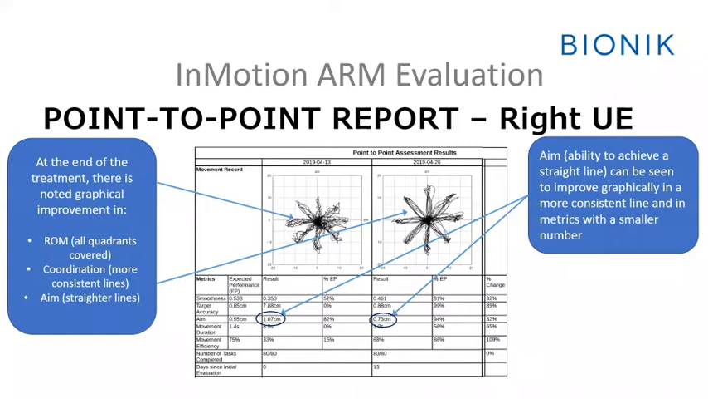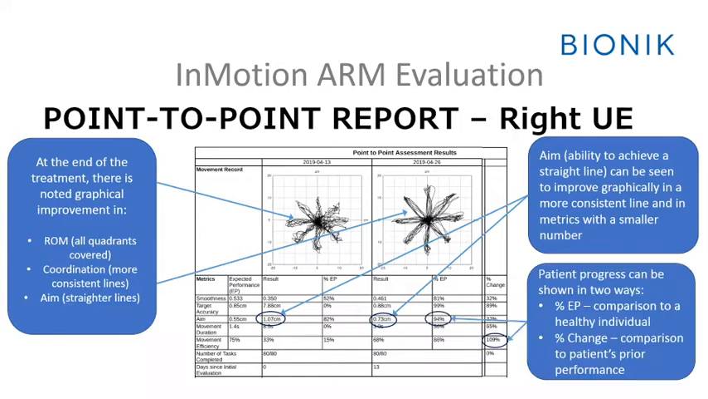When you look at the aim measurements in the metrics, we see an improvement from 1.07 centimeters away from the target at the end point to 0.73 centimeters, and this reflects a 32% improvement from start to finish. We can also see the comparison not only to the patients or to healthy individuals, but we also see here a percent change where we are comparing this individual's performance at the beginning to the end.